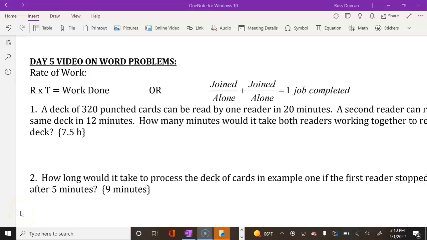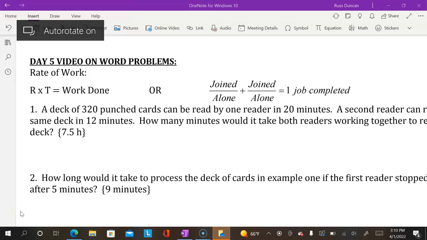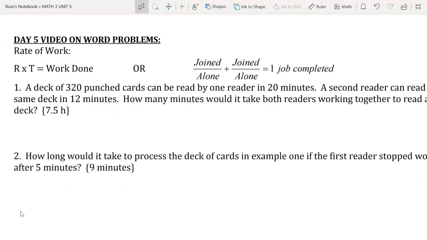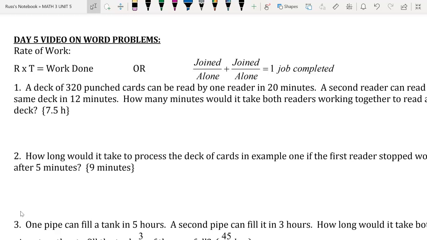Okay, so we've been working on rational equations. Sorry for that noise in the background. We've been doing that for the last few days, and so what we want to do now is be able to do a few application problems.